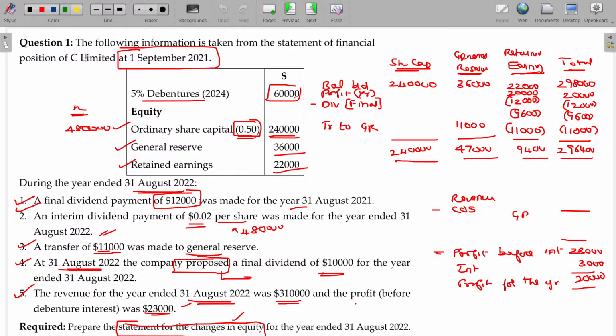So the key points to be noted here is, if the dividend is given in absolute value, then you can directly transfer it to the changes in equity. If the dividend is given on a per share basis, find out the number of shares and then multiply with 0.02. Sometimes they may give it in percentage also, then you have to multiply with that percentage here. In case of proposed dividend, never bother about that. It may be payable in the next period, so you can adjust that in the next period, not in this year.